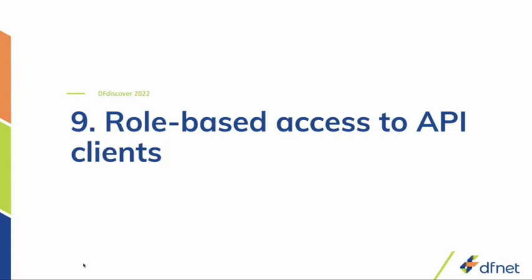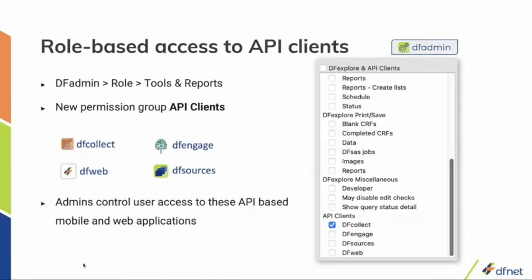Hi, everyone. Yep, the next one in our list is role-based access to API clients. In DFdiscover 2022, we have also implemented a permission setting that gives administrators control of role-based access to our API client apps. As such, in DFadmin's Roles tab, under Tools and Reports, we have added a new section called API Clients. This section allows you to control permissions for DFcollect, DFengage, DFsources, and the DFweb web application.